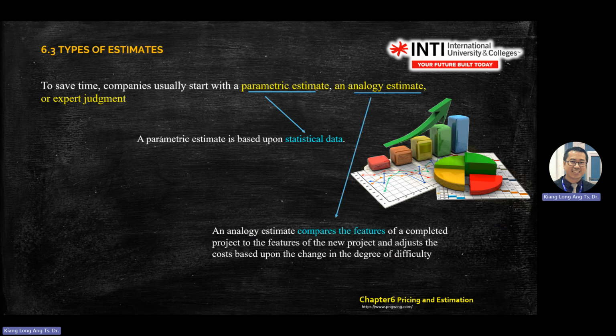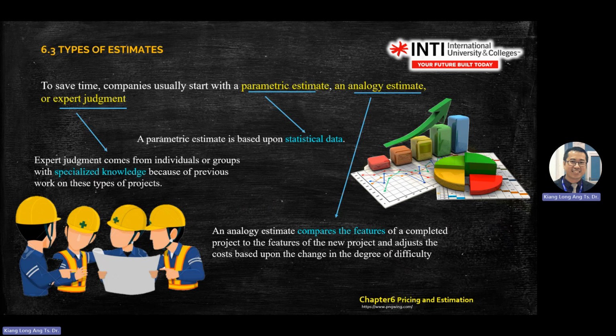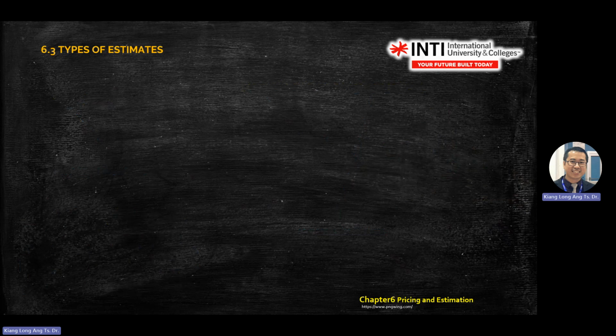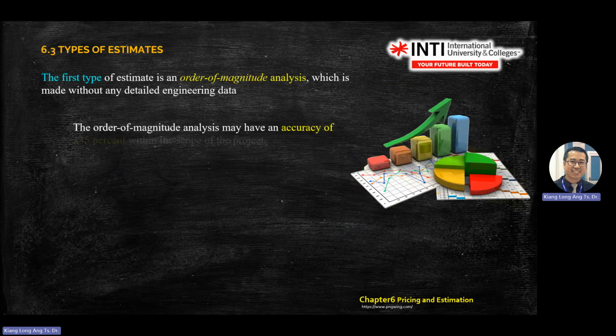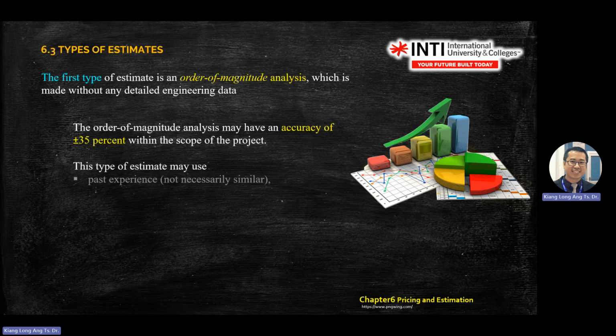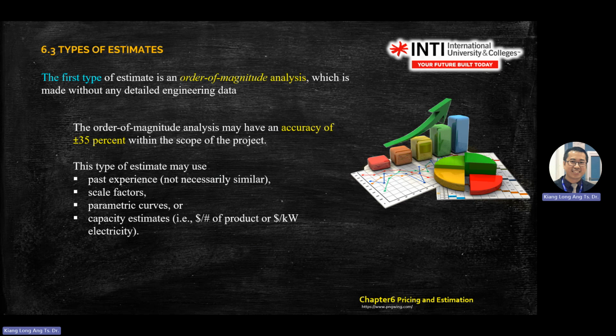So a company will start with a few judgments. For example, parametric estimate, this one is based on statistical data, they get numbers. Then analogy, this one is from their experience. And expert judgment they get from special experts. So this one you read. There is a lot of information here.